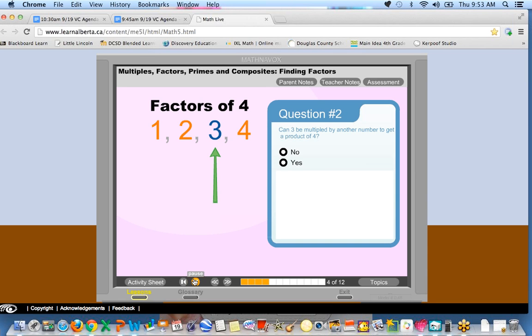Can 3 be multiplied by another number to get a product of 4? Click the circle next to your choice of answer. Okay, now this should be easy. Is there anything I can multiply by 3 and then end up with an answer of 4? So what would I multiply by 3 to end up with 4? I don't know. I don't think there is anything, guys.